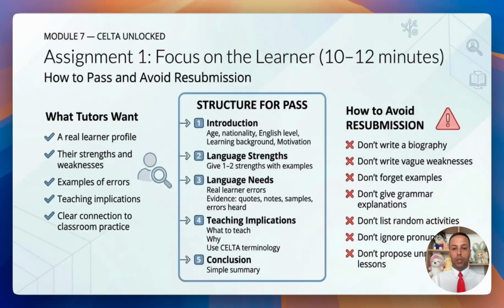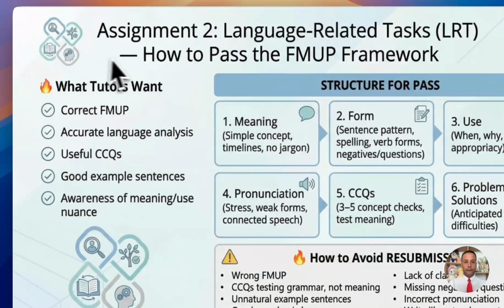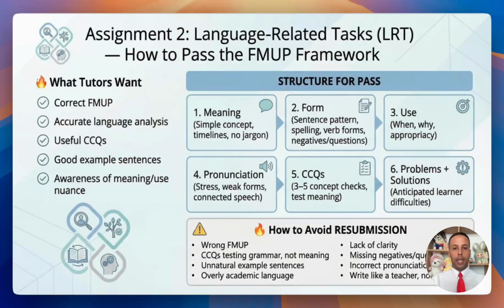Now, assignment 2, the language analysis task. Here, assignment 2 is where you demonstrate language analysis skills. You will analyze grammar items and vocabulary using the FMUP framework we covered in Module 3. What do teachers want from you? They want correct FMUP. The analysis needs to be accurate. If you get the form wrong or misunderstand the meaning, that's a problem.